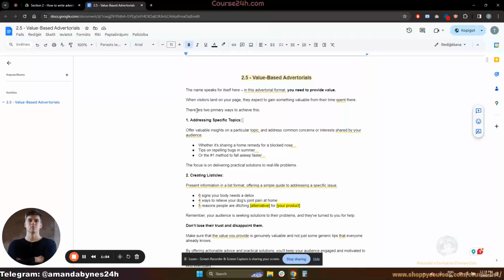So it could be 6 signs your body needs a detox, and then offer a detox supplement. 4 ways to relieve your dog's joint pain at home, and on either the number 3 or number 4, you can introduce your solution. Or 5 reasons people are ditching, I don't know, jeans for these joggers. Or you get the point.